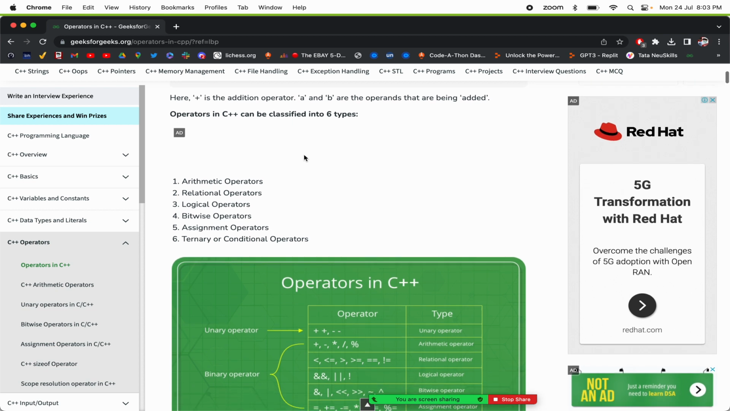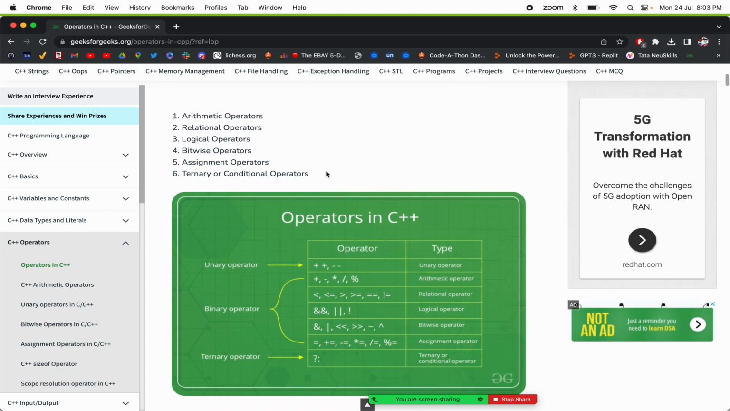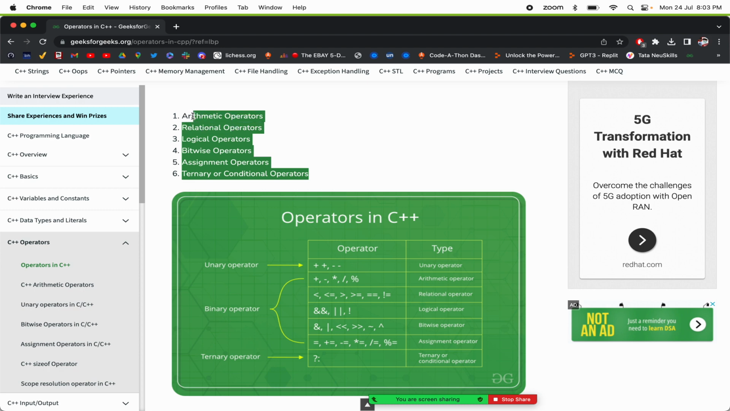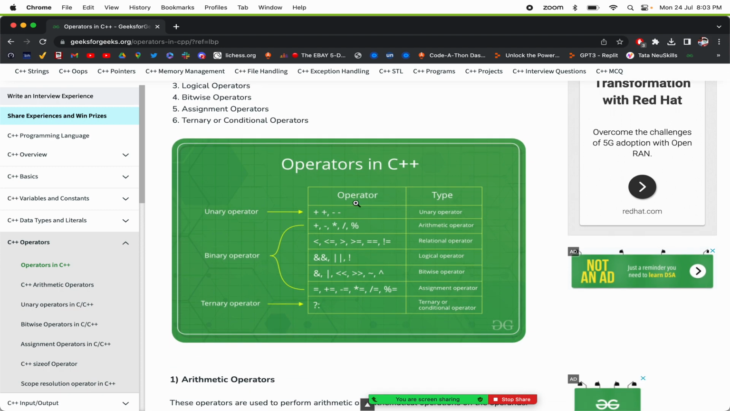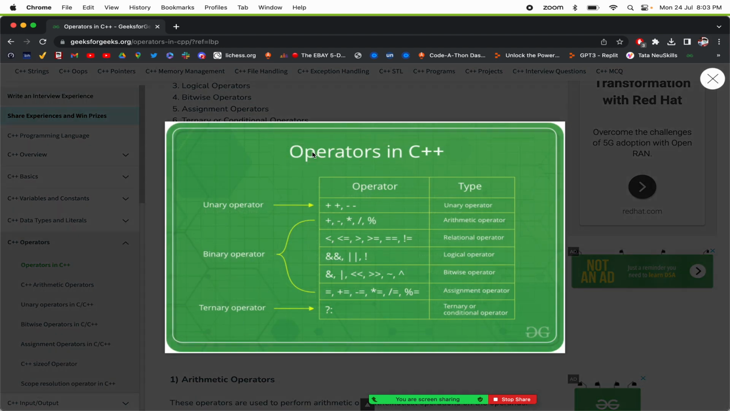Operators in C++ can be classified into 6 types. We have arithmetic operators, relational operators, logical operators, bitwise operators, assignment operators, and ternary or conditional operators. We are going to see all of these operators in detail in this course. Over here is a table for all of our types of operators, with operators and their types.